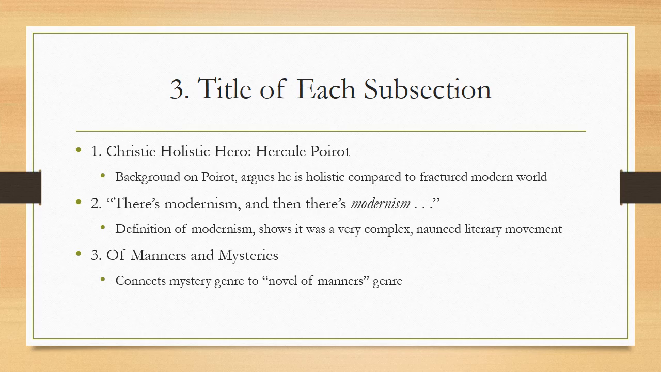The next is "Of Manners and Mysteries." This one is not as obvious. I had to read a little bit to figure this one out. But very quickly, I realized it's giving us, again, some background on a genre called the novel of manners. Part of the way this author argues that Hercule Poirot counters or reverses modernism is by fitting in a genre of writing called the novel of manners. And so it's important for this author to then give background on what the novel of manners is. But again, that might not be super obvious from that title unless you're really familiar with literary studies. So sometimes you do have to read a little bit more to get what the section is about.